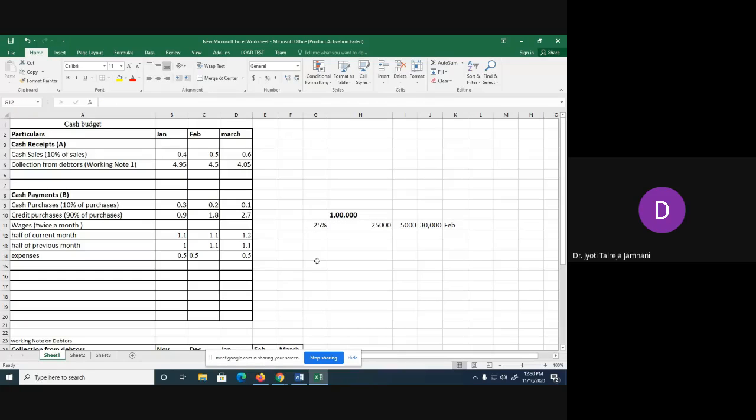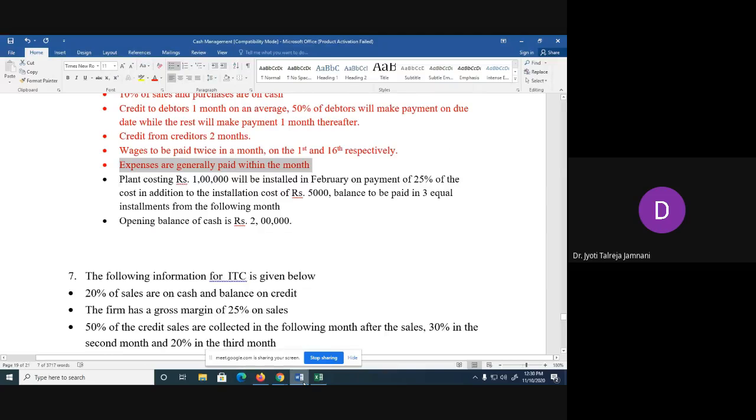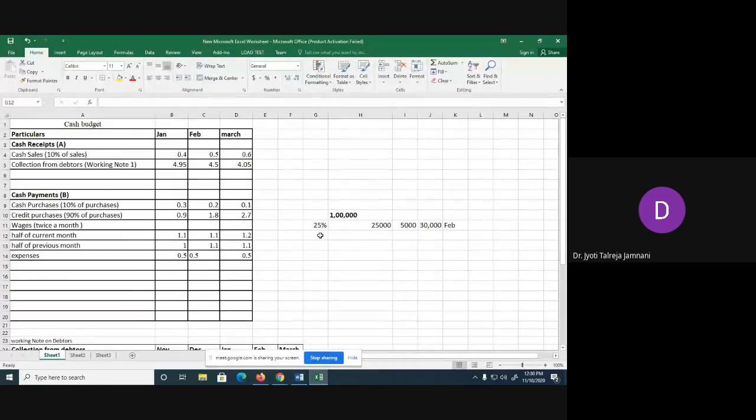Then, what next they have told, let's see. Balance to be paid in 3 equal installments from the following month. So what is the balance remaining? The balance remaining is 75,000 out of 1 lakh. 25,000 we have paid on installation. Remaining is 75,000. This 75,000 should be paid in 3 equal installments. So 75,000 divided by 3, I'll get 25,000 each.